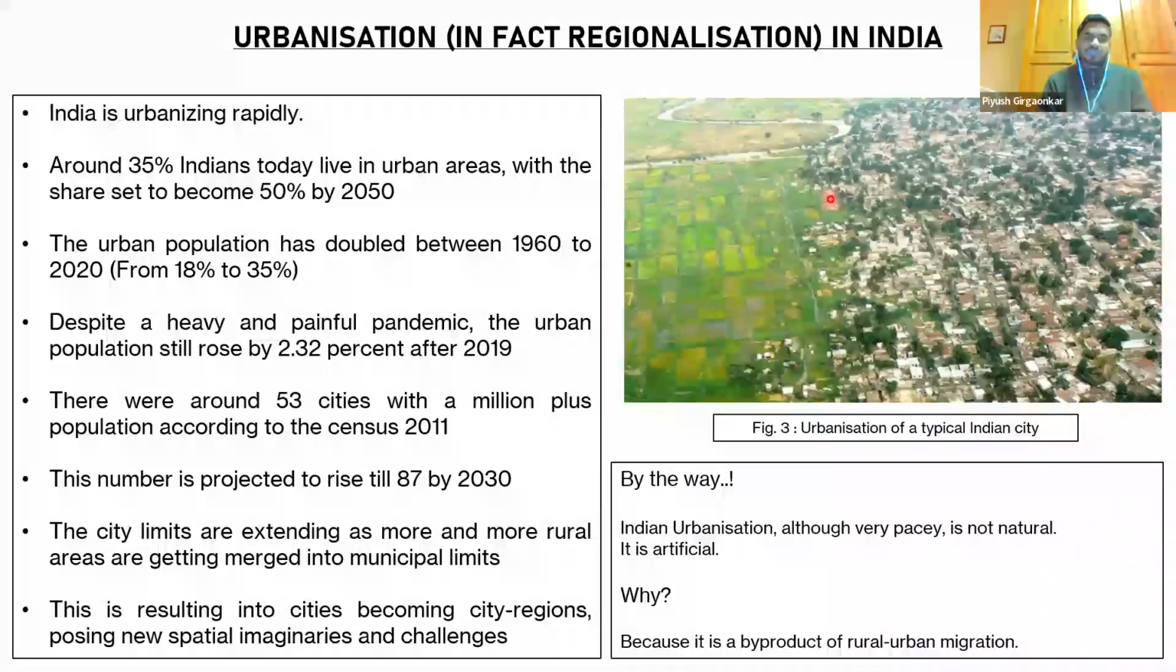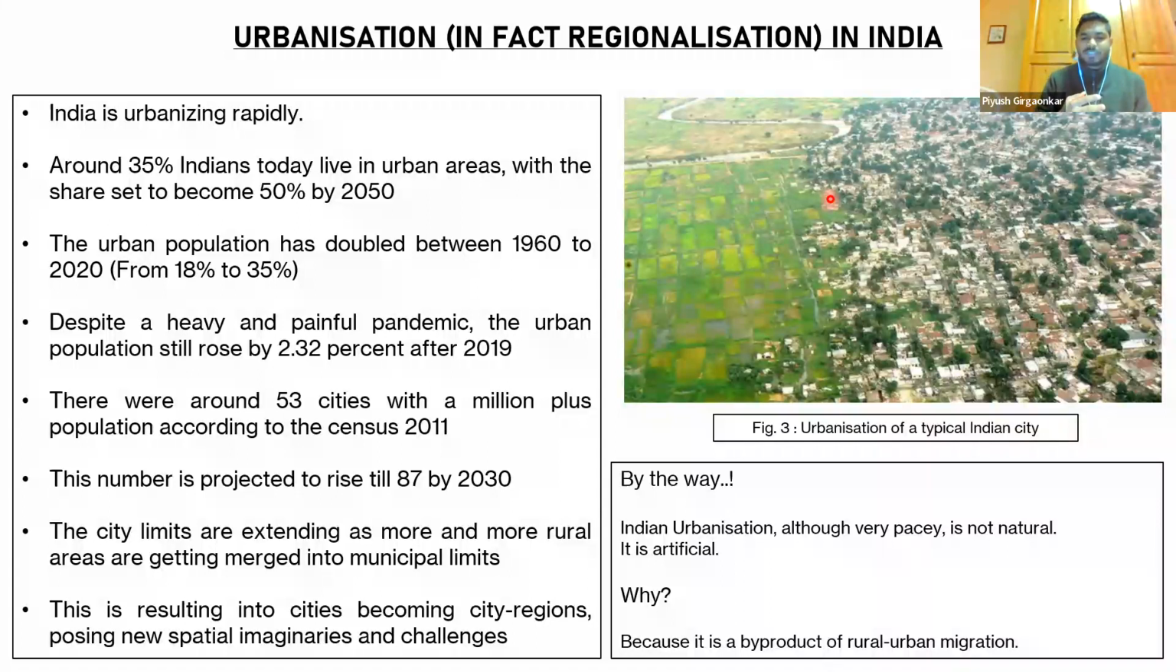We just take a look at the data that is out there in the literature. And this is, I think, common almost in every lecture that we hear about urban planning. So it's really a cliche statement by now that 35% of Indians today live in urban areas, and by 2050, the share is set to become 50%. Very recently, we overtook China as the most populous country on this planet, and that also is having its own impacts on urbanization. If you take a look at the trends over the last around 60 years, the population in urban areas has doubled from 18% to 35%, which again denotes the rapid nature of urbanization.